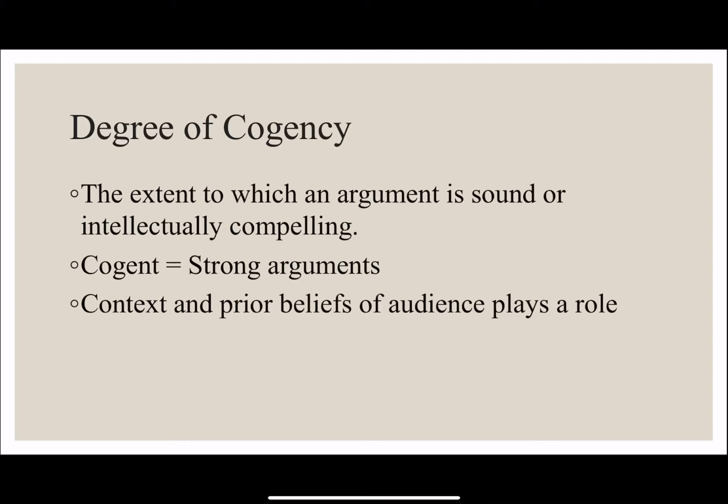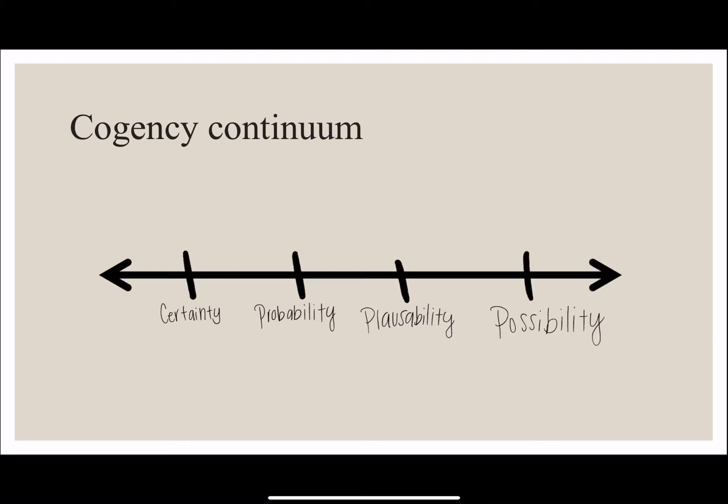The degree of cogency, for instance, is the extent to which an argument is both sound and intellectually compelling. In other words, cogent arguments are synonymous with strong arguments. The strength of an argument is clearly related to your evidence and the connections made with your claim. Additionally, the cogency of an argument is also based on the context and prior beliefs of the audience or judge as well. Now, when we are talking about the strength or cogency of an argument, there are different layers, if you will. Your text outlines each of these on a continuum.